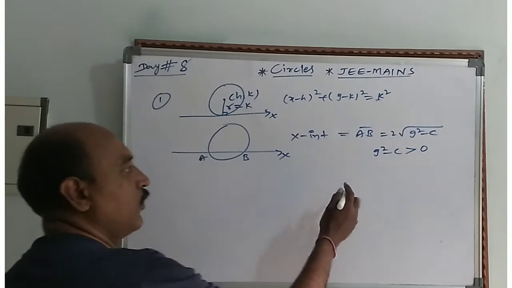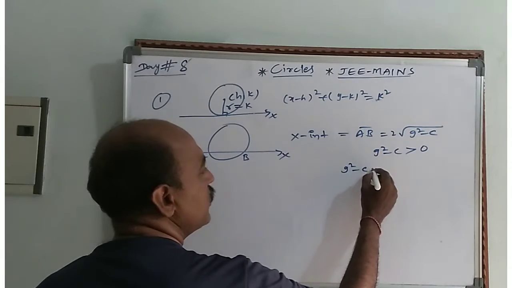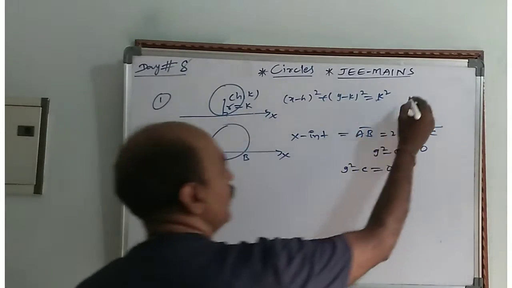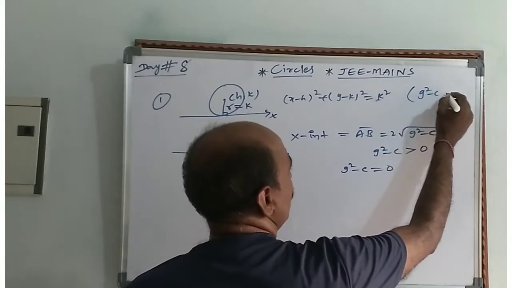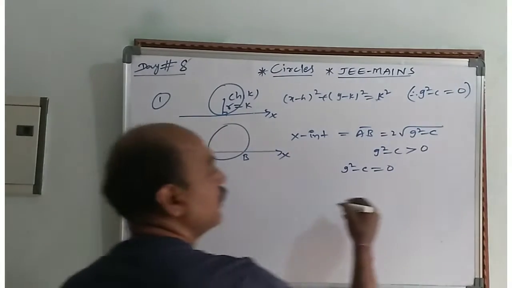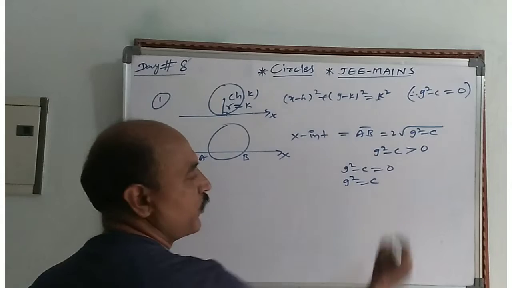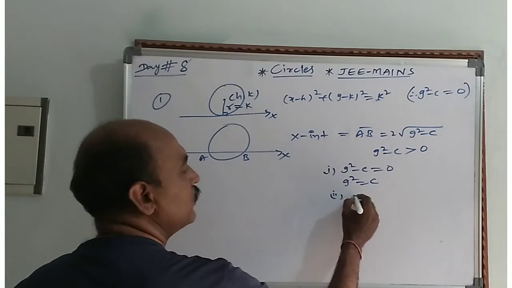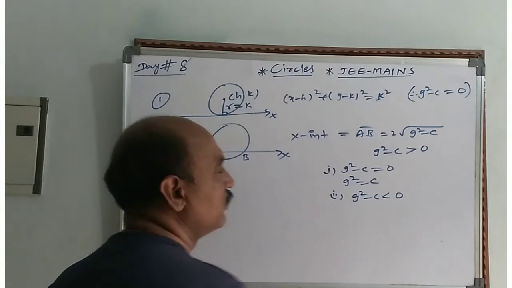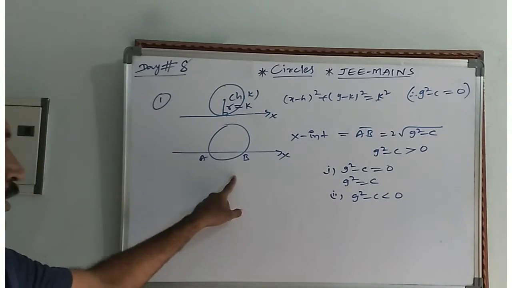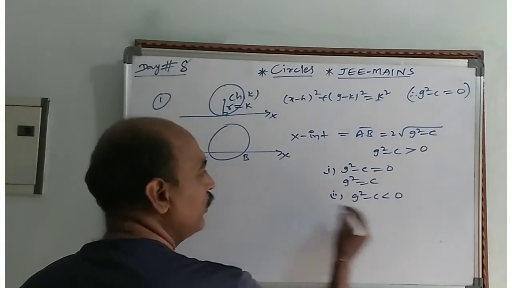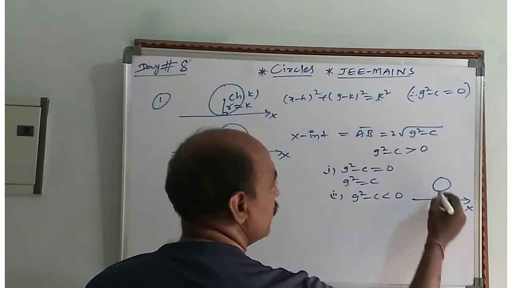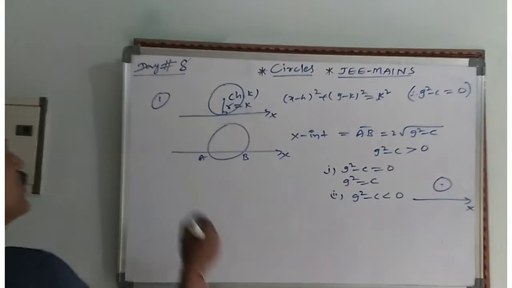Next, g square minus c is equal to 0. The circle touches the x-axis. This is the condition: g square minus c is equal to 0, so g square is equal to c. Similarly, if g square minus c is less than 0, the x-axis does not meet the circle. This is the x-axis, this is the circle.